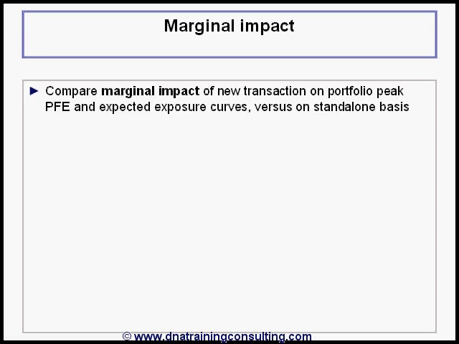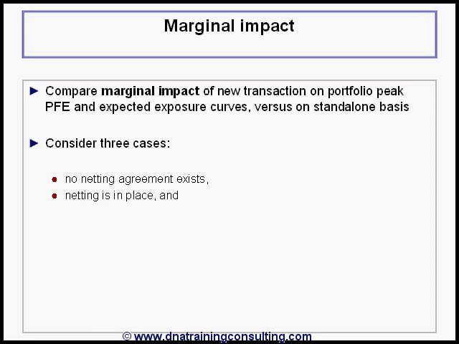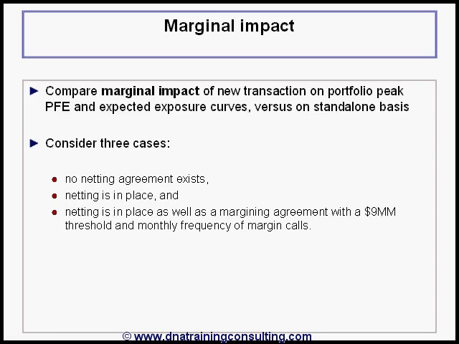We consider 3 cases. Case 1, no netting agreement exists. Case 2, enforceable netting is in place. And case 3, enforceable netting is in place, as well as a margining agreement with a $9 million threshold and monthly frequency of margin calls.